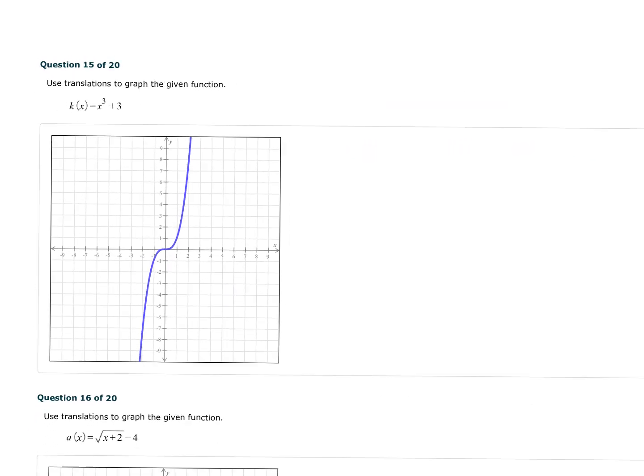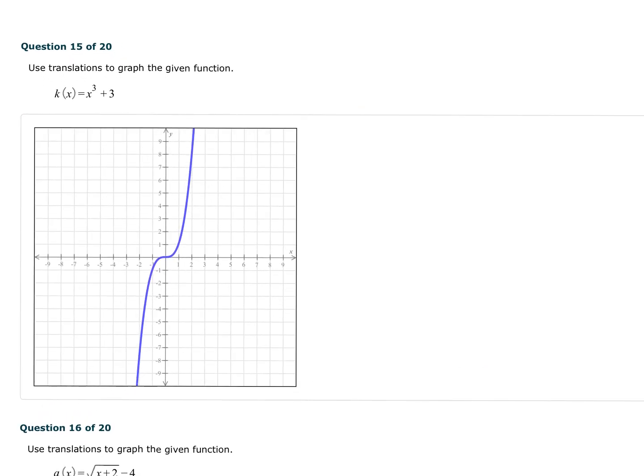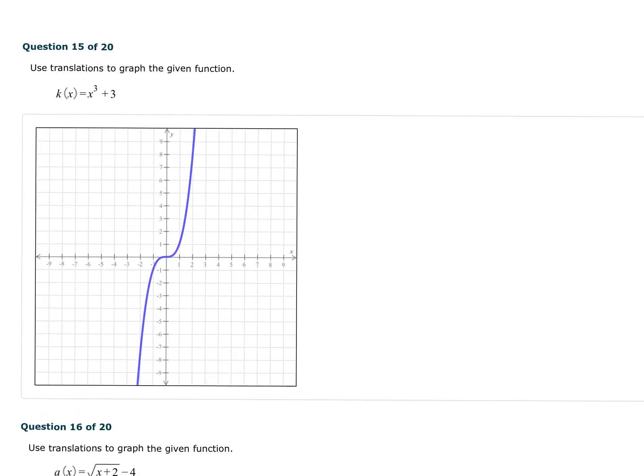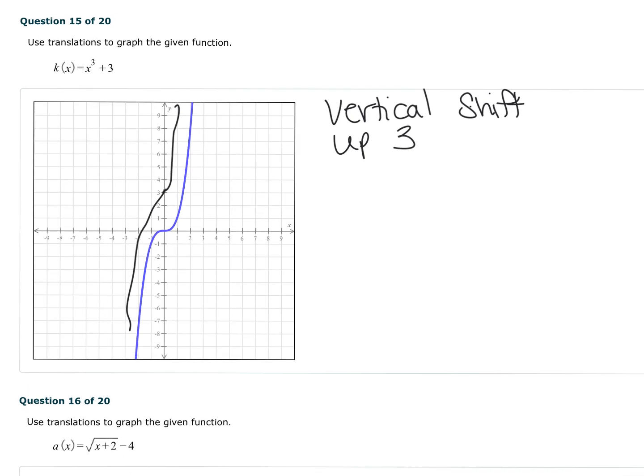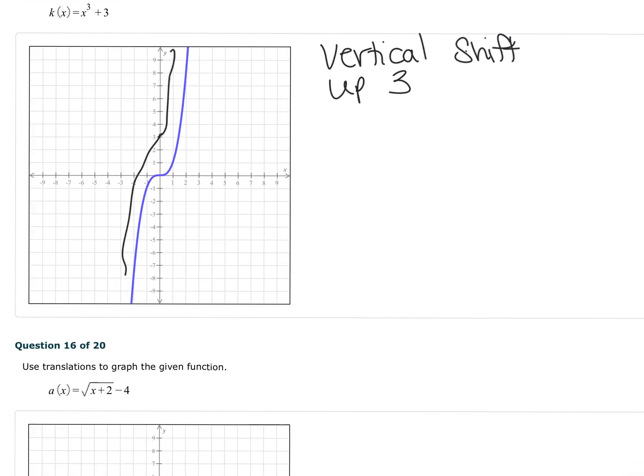So similar idea, we're just using our translations to graph. So I have x cubed plus 3. I know that that is a vertical shift up 3. And so I'm going to take my graph and I want to move it up 3. And like I said, Alex should allow you to do that pretty easily as long as you have been doing your homework and you know how to use those graphing features in Alex. But really, it's not that bad. You just literally take the graph and shift it up.